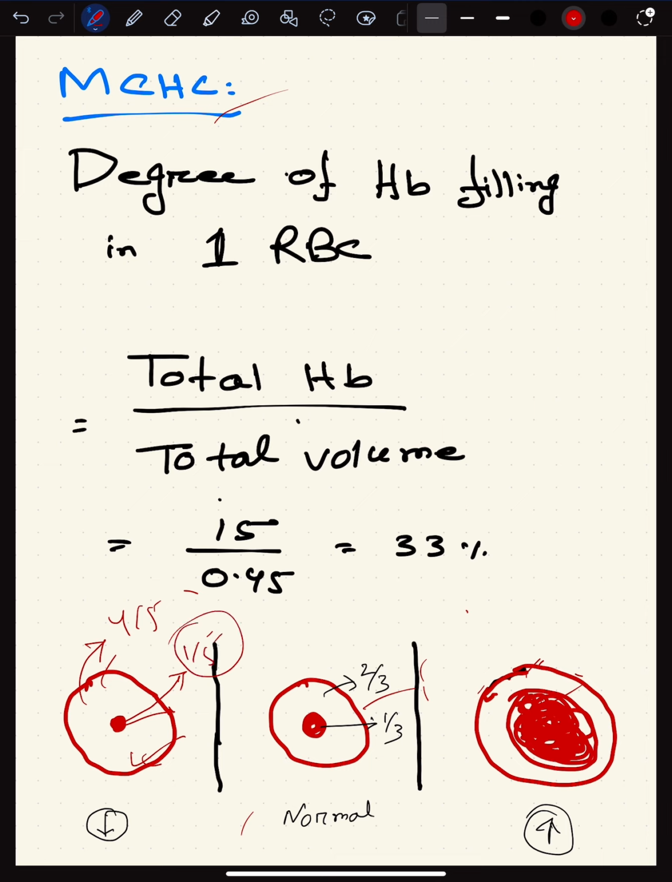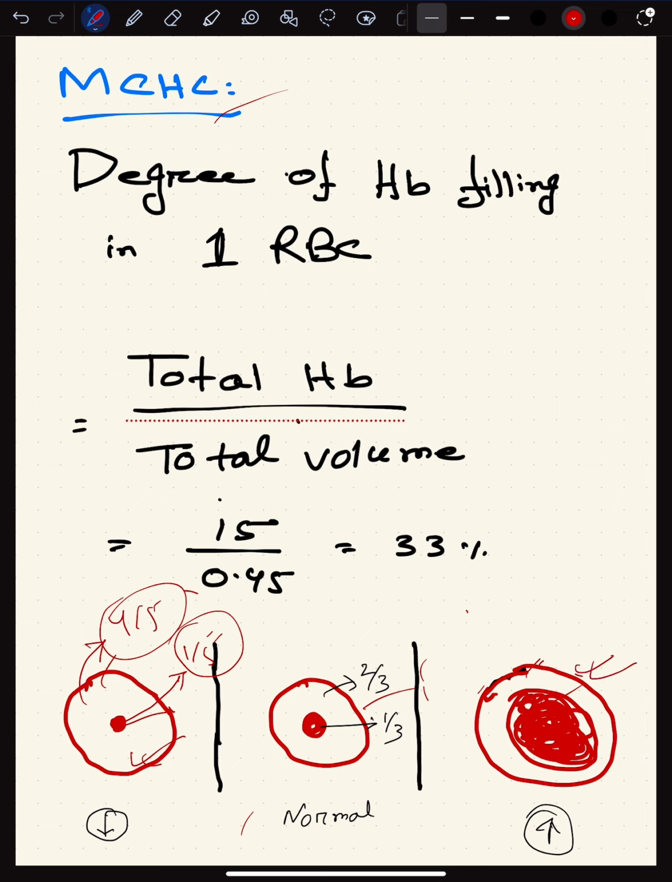The hemoglobin is 1/5, and the rest of the thing is 4/5. So the degree of hemoglobin filling is less in this case. So in microcytic anemia, we found this thing: the degree of filling is less in microcytic anemia. So in microcytic anemia, MCHC will be decreased.